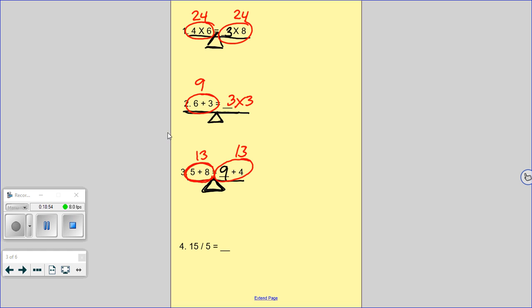This is a division symbol. We don't exactly have a good division symbol on the computer. So it's 15 divided by 5 equals blank. See if you can draw your balance and figure out what both sides are going to be equal to. Our first step is we have to figure out what is going to be one side. So 15 divided by 5. You could draw your 5 circles and deal out.